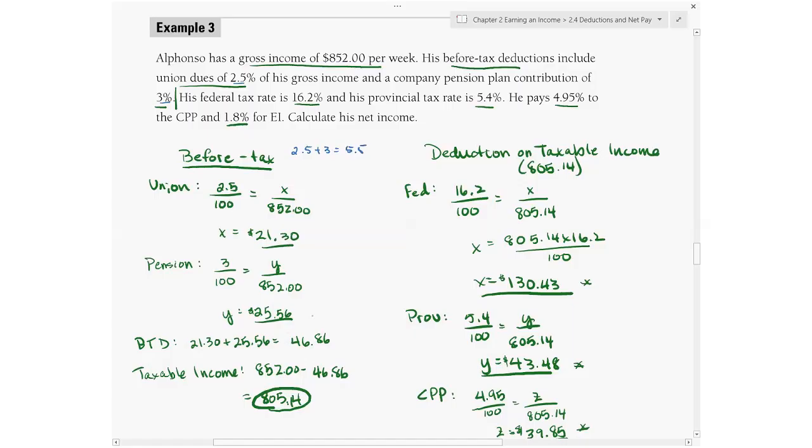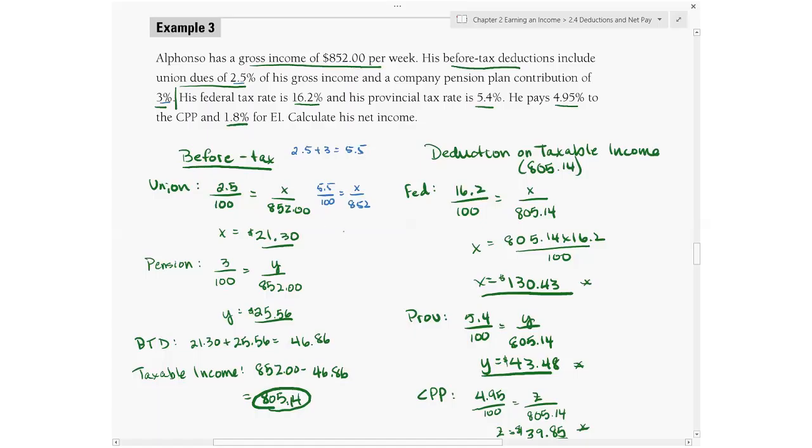You might not get exactly 46.86, and your final answer might be off by a couple of cents. Not really concerned about that in this course. Now, of course, if you were doing this for an actual paycheck, you would have to calculate everything separately, but we're not here. So we could say 2.5 plus 3 is 5.5, and then we could just say, what are the deductions? 5.5 over 100 equals x over 852, and figure that out and then subtract them.